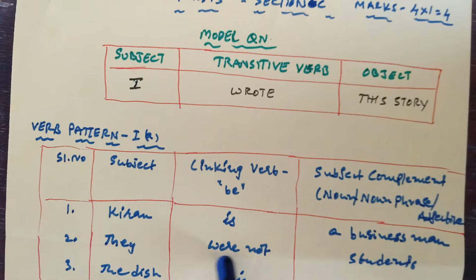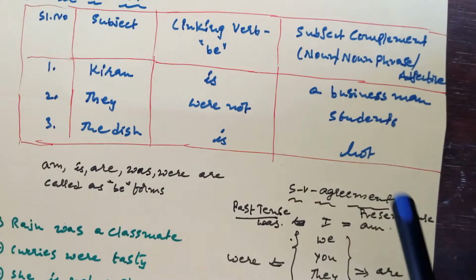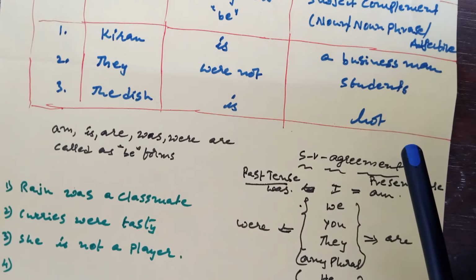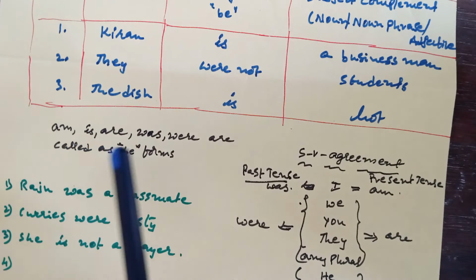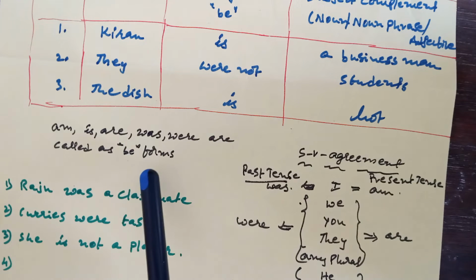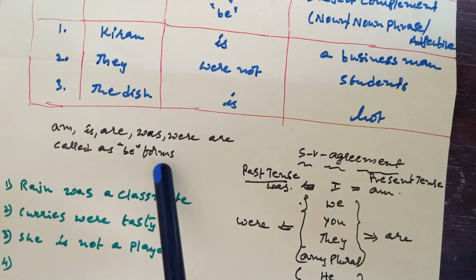Second: They were not students. Students is a noun. Third: The dish is hot. Here hot is an adjective. Am, is, are, was, were are called BE forms.